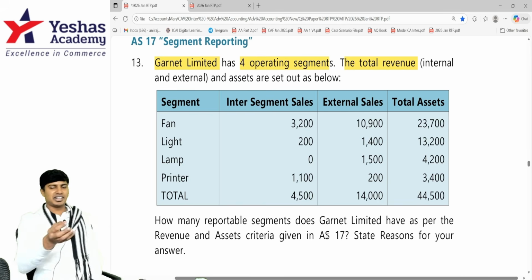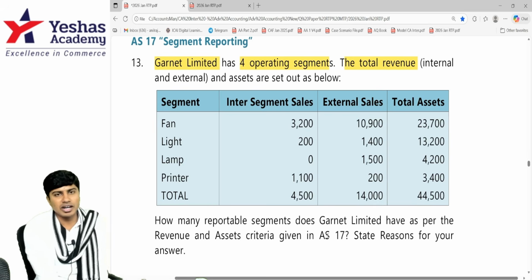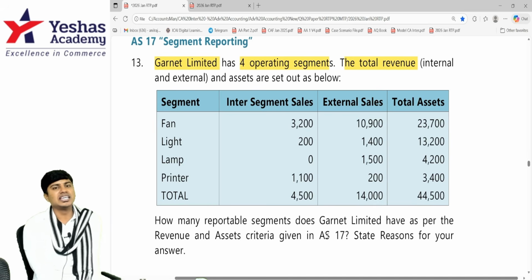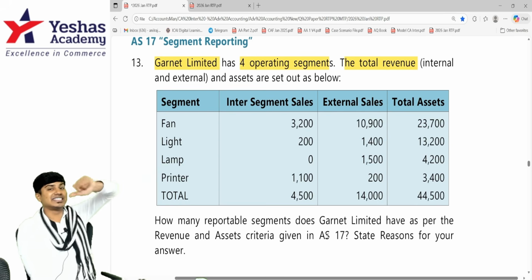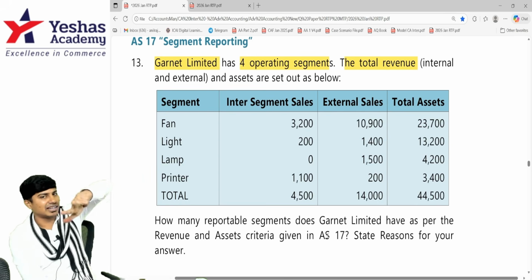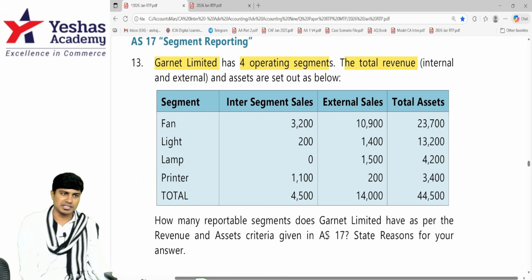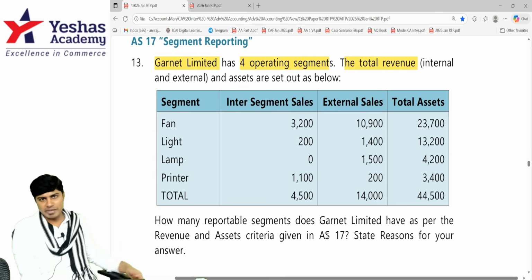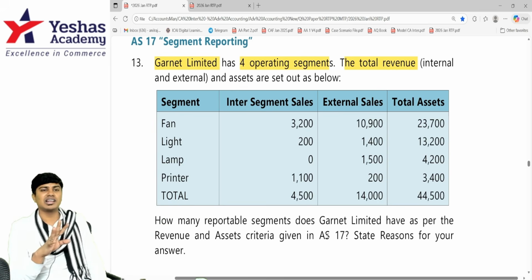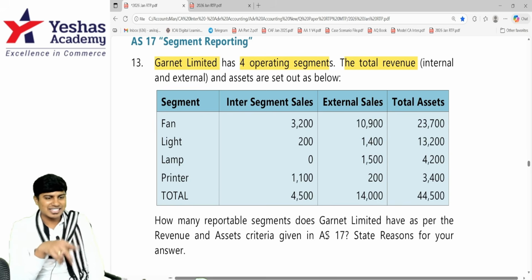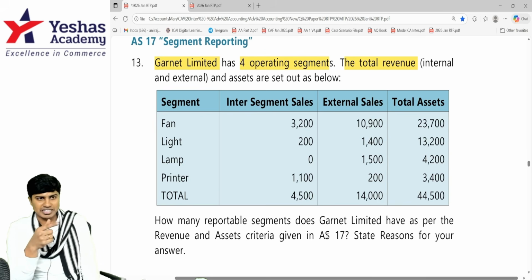A segment, whether it is a geographical segment or a business segment, is reportable if turnover, as in sales, result, profit or loss, or assets is greater than or equal to 10% in total, or by way of management discretion. Here they have given internal sales and external sales. We don't care about internal or external. We need total sales. Write the same data for each product segment: fan, light, lamp, printer.